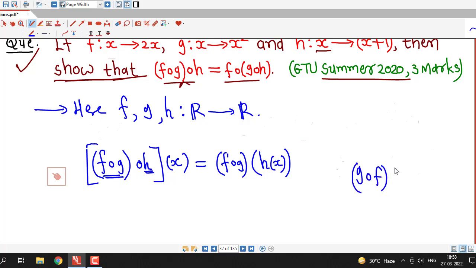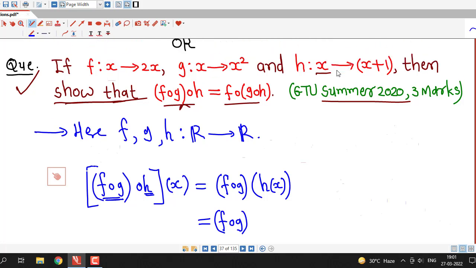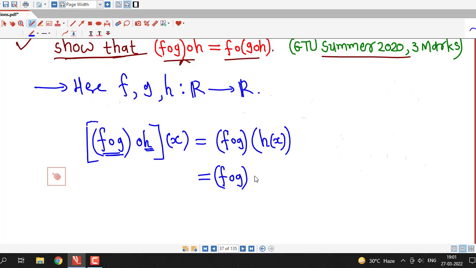We know that if we have g of f at point x, then it is g of f(x) by this definition. So we are using simply this definition. So this we can write as f composite g, and the definition of h(x) is defined as x plus 1. The image of x under h is x plus 1. So here we substitute h(x) equal to x plus 1.